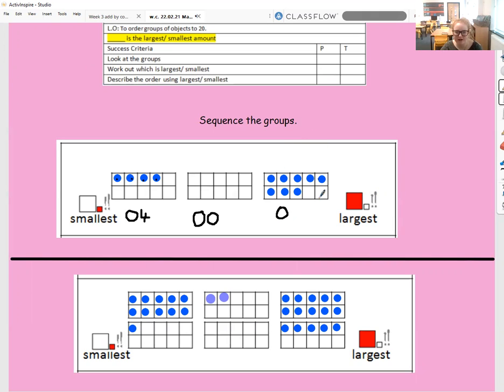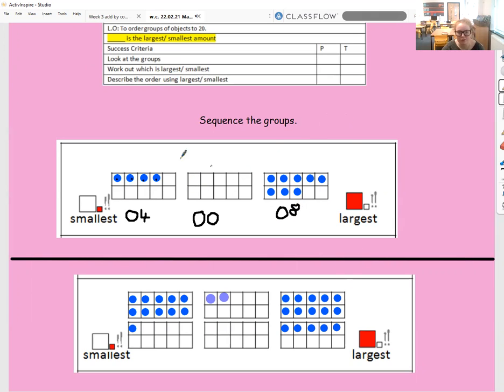How many ones do we have in our incomplete tens frames? This tens frame has spaces. So this is our ones. How many ones do we have? We've got 1, 2, 3, 4, 5, 6, 7, 8. 8 ones. So now I want to know which is the smallest and which is the largest.